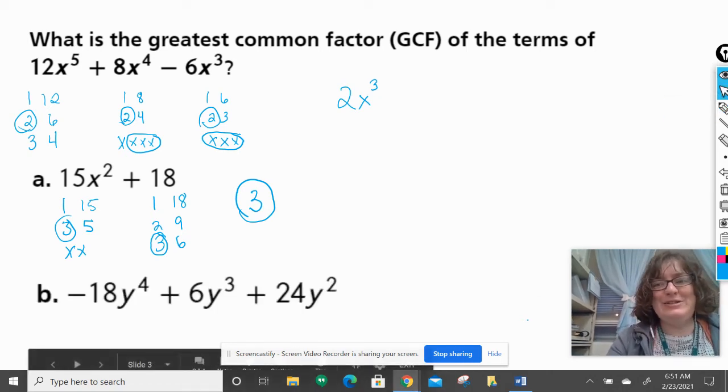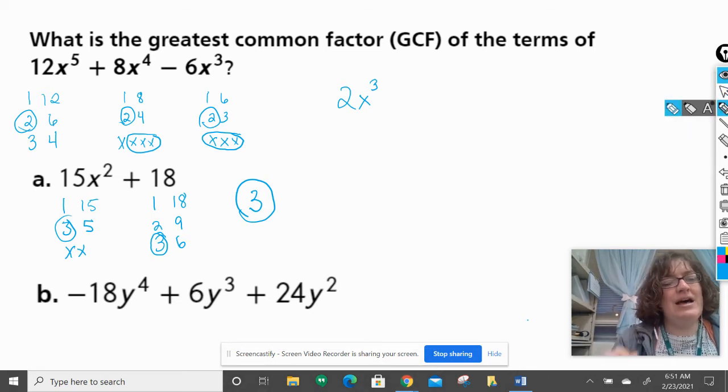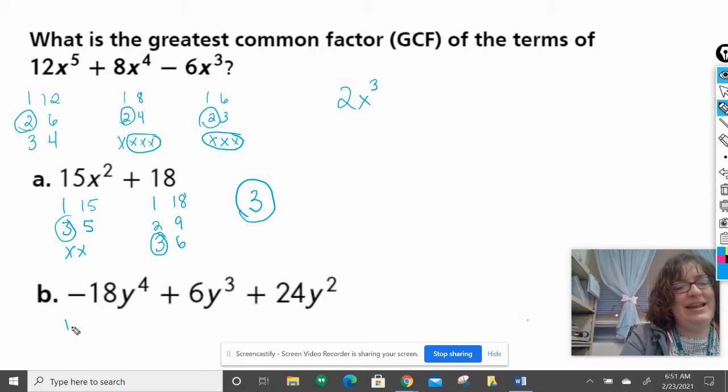All right, finally, let's try one more. Can you find the greatest common factor of negative 18y to the fourth plus 6y to the third plus 24y squared? Again, as you work through this, that 18, and I'm not so worried about the negative sign right now. We can worry about that if we want, but I'm just going to worry about the numbers right now.